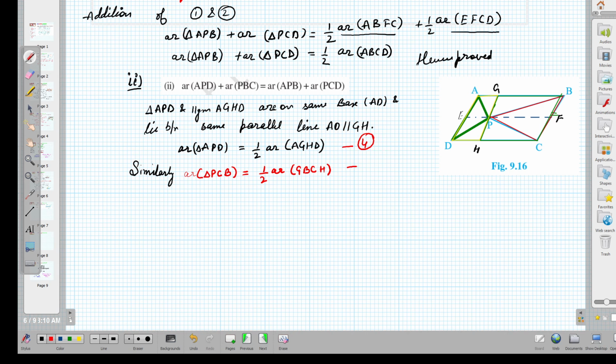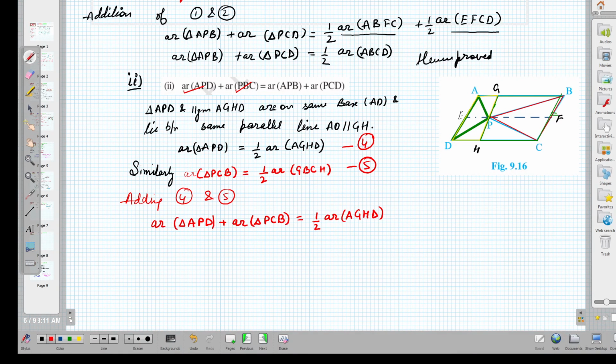We can write, this is fourth equation, this is fifth equation. So we can write adding fourth and fifth, because हमें प्रूव करना है वो एरिया ऑफ एपीडी और एरिया ऑफ पीबीसी का रिलेशन प्रूव करना है. तो हम इन दोनों को ऐड करेंगे. सो द एरिया ऑफ द ट्राइंगल APD प्लस एरिया ऑफ ट्राइंगल PCB is equal to the half of the area of AGHD plus half of the area of GBCH, राइट. तो हम ये यहाँ पे लिख सकते हैं.